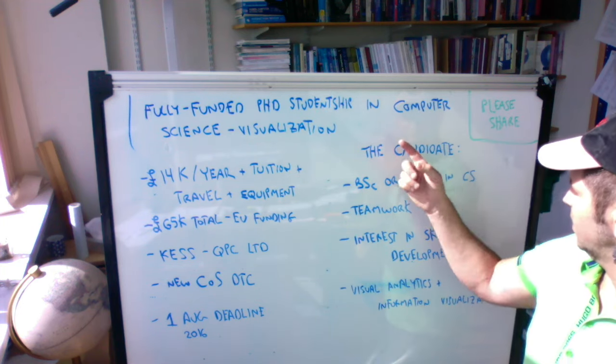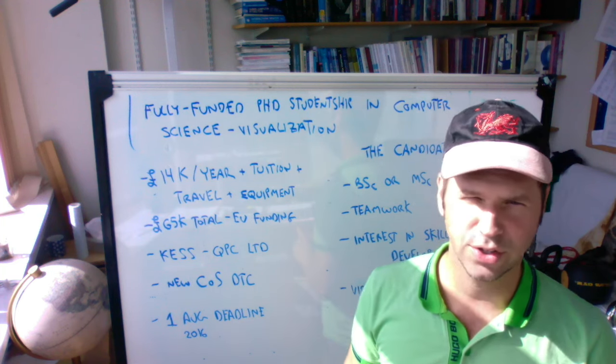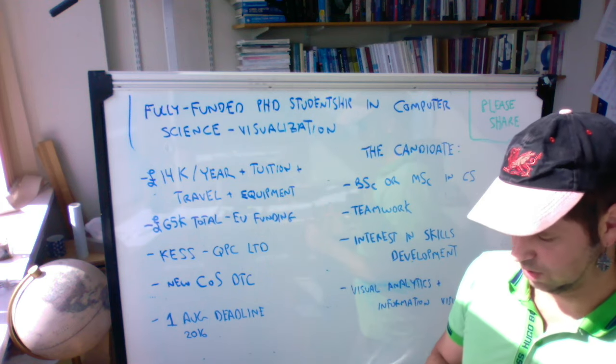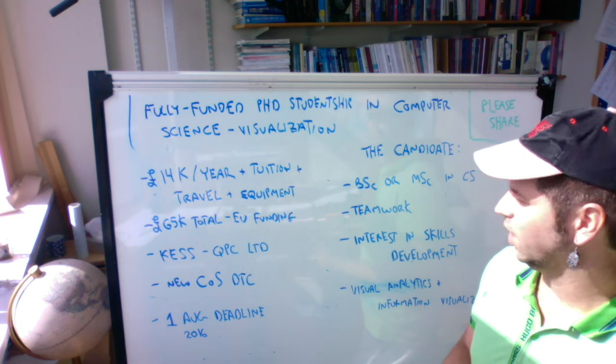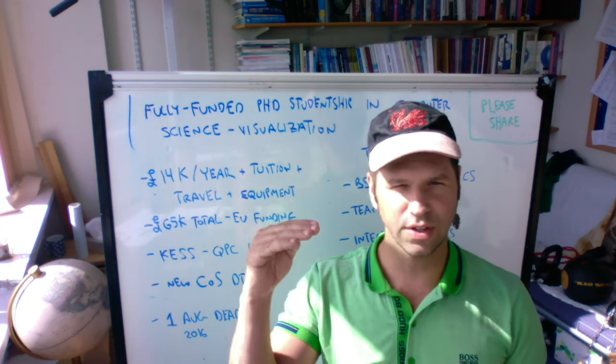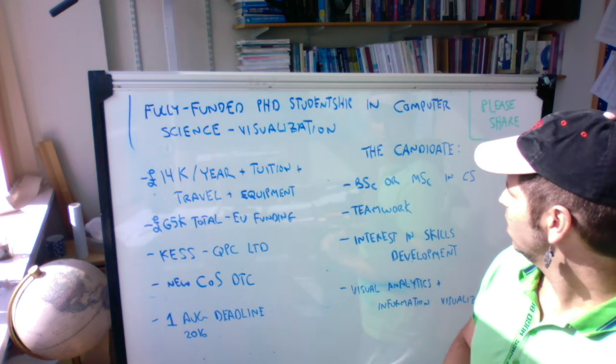The ideal candidate has either a bachelor's degree or master's degree in computer science with a good classification, like a 2-1 or a distinction. That's the upper classification. That's what they're called here in the UK.